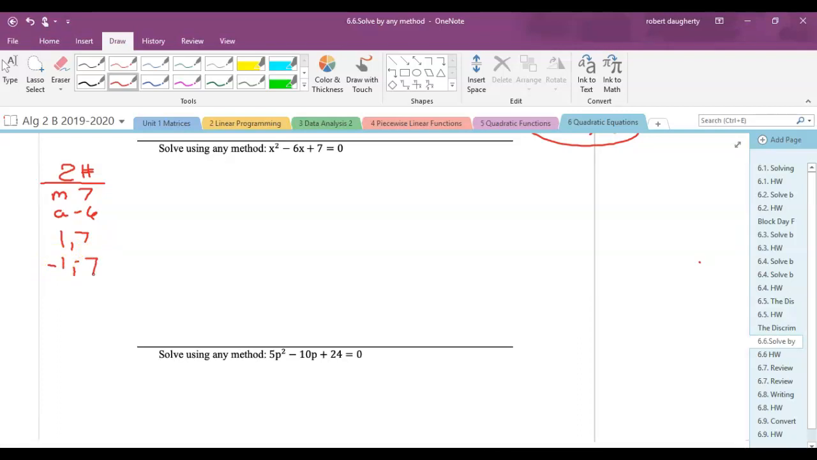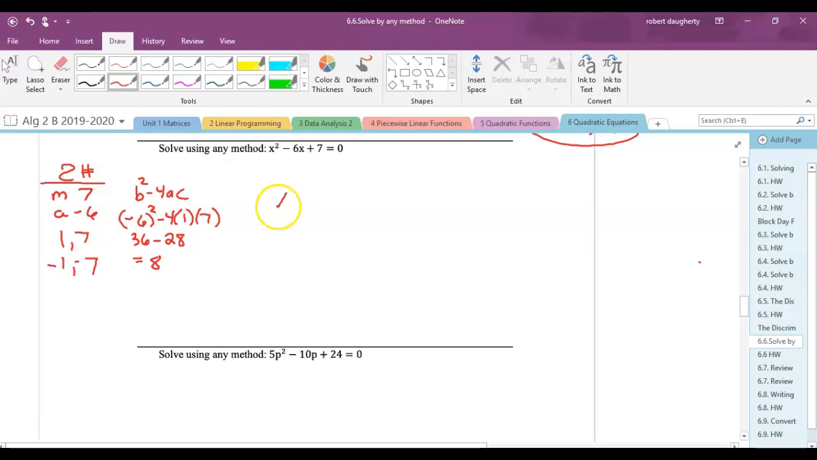Now, the other thing I do, let's just figure out what's b squared minus 4ac. That's going to be negative 6 squared minus 4 times 1 times 7, right? So that's 36 minus 28, which is what? 8. So this tells me what kind of solutions do I expect? Two real irrational. So I'm going to go ahead and use the quadratic formula.